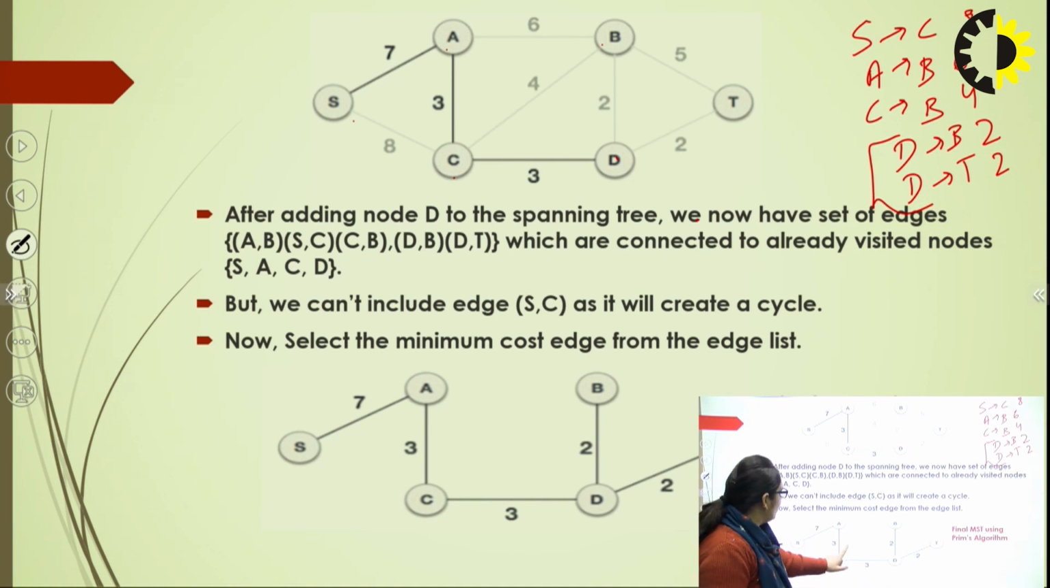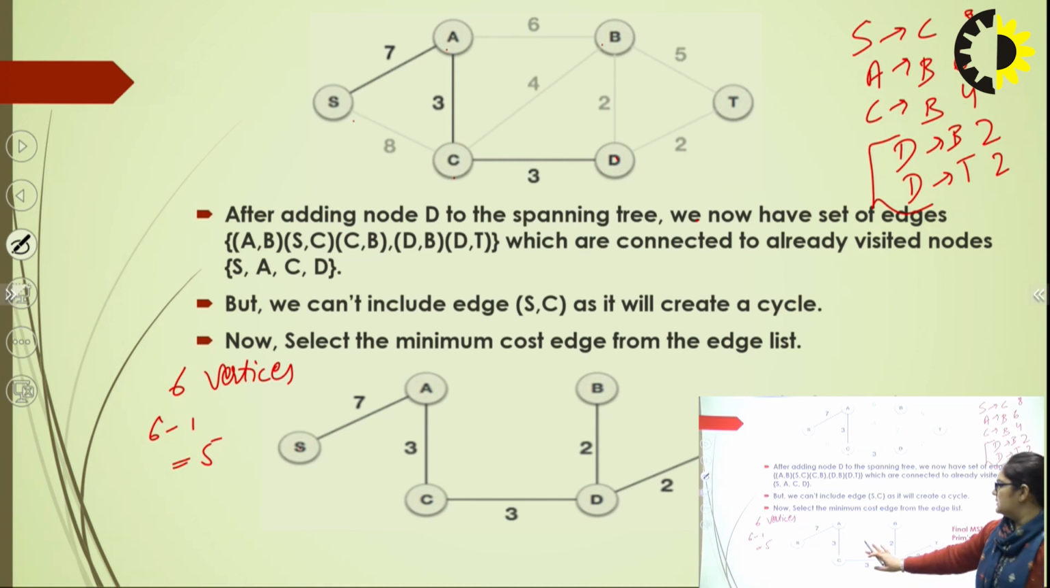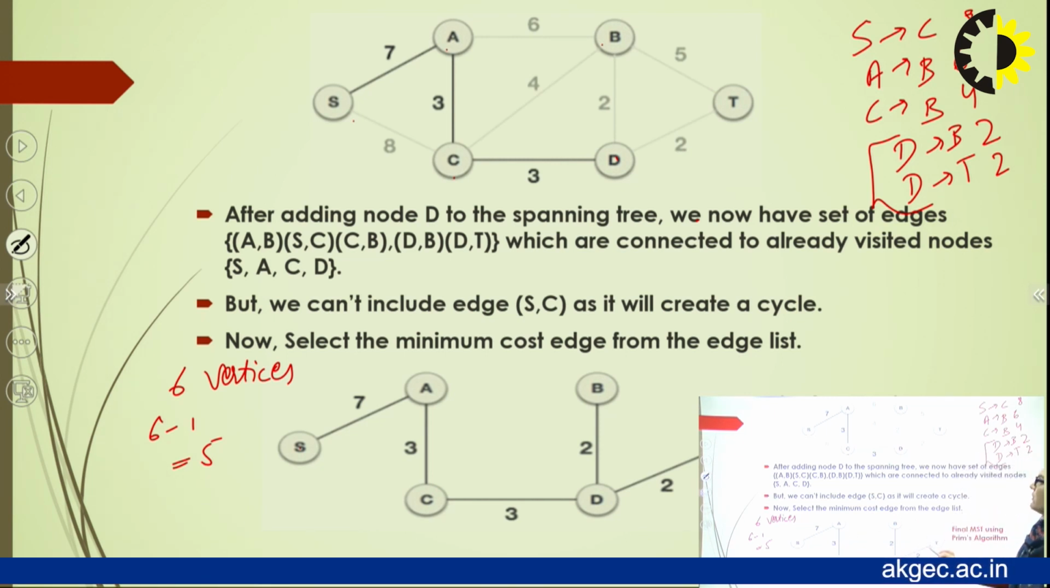And we have 1, 2, 3, 4, 5 edges. Right. And in a minimum spanning tree, I told you what the second constraint was. We have 1, 2, 3, 4, 5, 6 vertices. So the number of edges in the spanning tree will be 6 minus 1 equal to 5. 5 edges will be there in your spanning tree. So here we have 5 edges. It means the spanning tree is completed, and this is the minimum cost spanning tree, and the cost of this spanning tree will be 7 plus 3 is 10, 13, 15, 15 plus 2 is 17. Right? So this is how Prim's algorithm works.